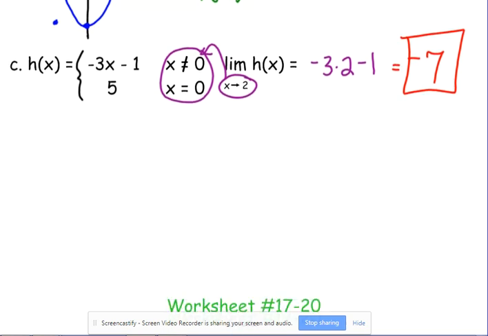Okay, so take a minute to look at 17 through 20. Do those on your worksheet, and then come back to the video. We'll look at some more quote-unquote problem functions.